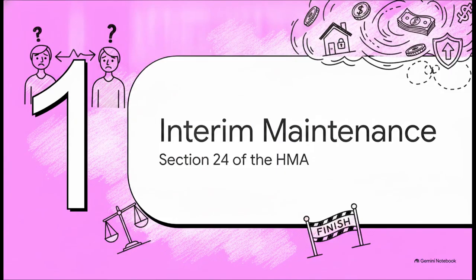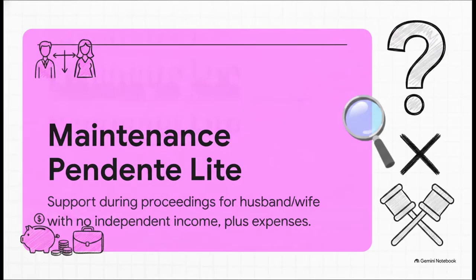All right, Section 1, Interim Maintenance, under Section 24 of the HMA. So this is your starting line. When a matrimonial dispute kicks off, basic financial survival is usually the very first concern. Legally, we call this maintenance pendente lite, which literally means maintenance pending litigation. Now, pay attention here, because this is a classic exam trap. This applies to either the husband or the wife. Do not just assume it's only a remedy for the wife.